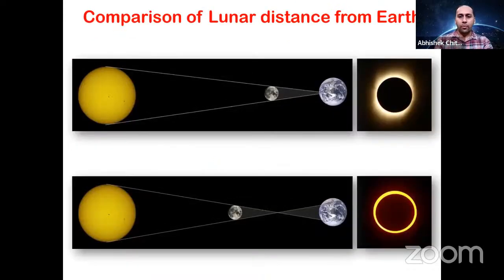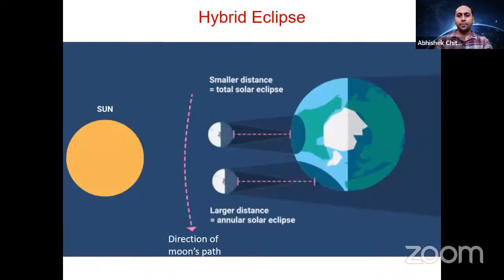So this is just a comparison from Earth. So here the moon is near perigee, and here the moon is near apogee. Whenever it is near perigee, you can see a total solar eclipse. Whenever it is near apogee, you can see an annular solar eclipse. So while observing the eclipse, if you are seeing totality, you can guess that the moon is close to the Earth. If you are seeing the annular solar eclipse, it means that the moon is at the apogee point. Okay, so let me continue.